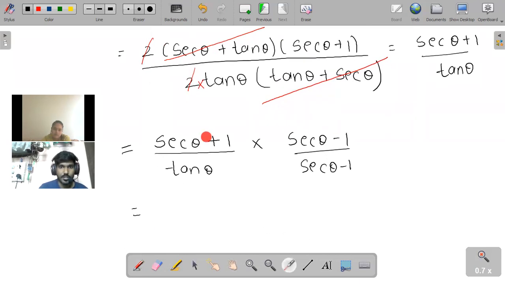Here we are not doing cross multiplication. This is multiplying this fraction with this fraction. Can we cancel those two, one in the numerator and one in the direction, like sec theta plus 1 and sec theta minus 1? No, you cannot cancel. Why? Because the signs are different.